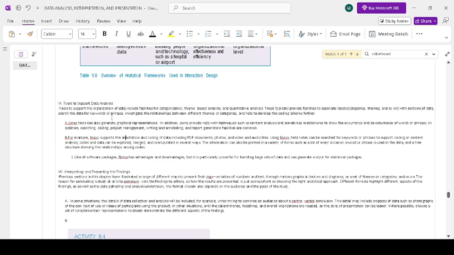Tools to support data analysis. Tools to support the organization of data include facilities for categorization, theme-based analysis, and quantitative analysis. These typically provide facilities to associate labels, categories, themes, and so on, with sections of data, search the data for keywords or phrases, investigate the relationship between different themes or categories, and help to develop the coding scheme further.